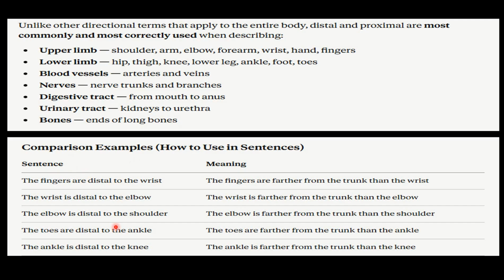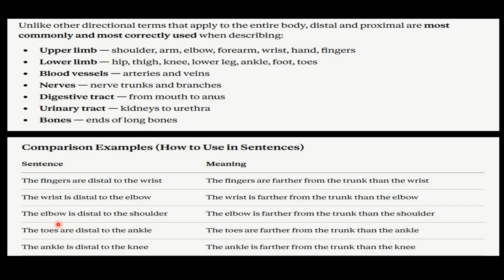Okay, now if you compare these sentences with the meaning, the fingers are distal to the wrist, the wrist is distal to the elbow. Why are fingers distal to the wrist? Because fingers are farthest from the trunk, that is chest and abdomen, but the wrist is closest to the trunk, right? But in this example, the wrist is distal to the elbow because here we have changed the second structure or body part, that is the elbow. So in this situation, the elbow is closest to the trunk, not the wrist. That's why the wrist is distal.